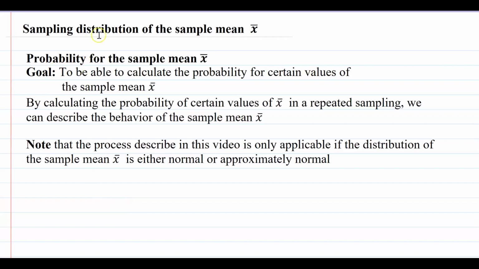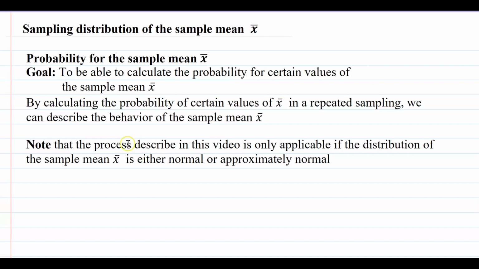Hello everyone! This video is part 2 of the video series under this topic, sampling distribution of the sample mean x bar. The focus of this video is probability for the sample mean x bar. Our goal is to be able to calculate the probability for certain values of the sample mean x bar. By calculating the probability of certain values of x bar in repeated sampling, we can describe the behavior of the sample mean x bar, whether that particular value of x bar is likely to happen or unlikely to happen.